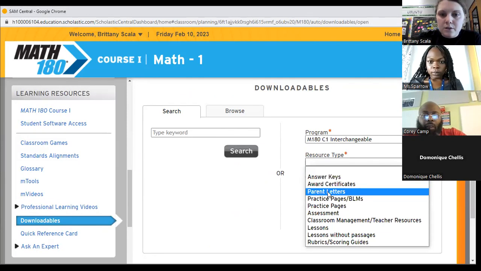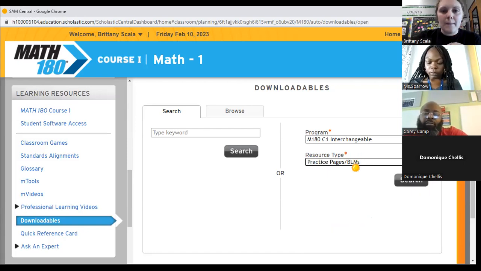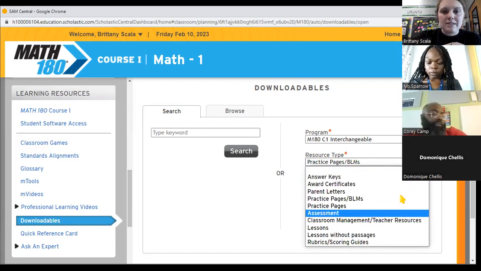But I go to resource type and you can see, first of all, the practice pages, which are essentially the workbook just on the computer. So if you ever ran out of workbooks, or say you didn't get new workbooks next year, there was some kind of lag with it, you could always go in here and print them. But I believe there's also the assessments here.